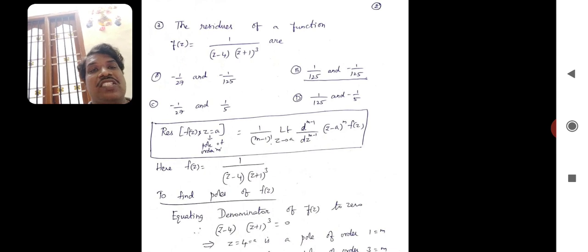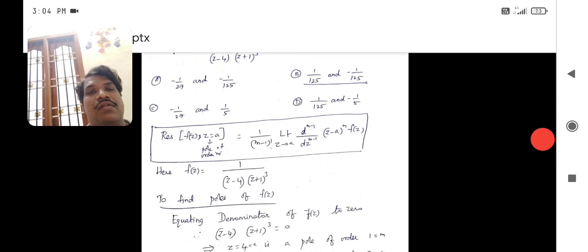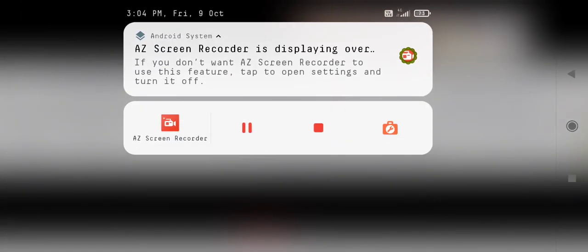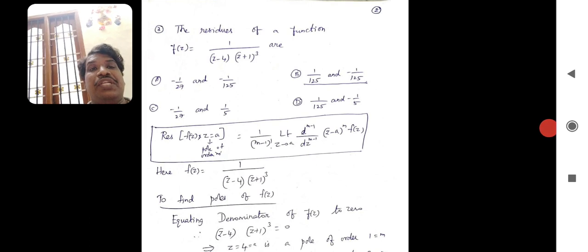The third problem is based on the residue concept. The residues of a function f of z equals 1 by (z minus 4) into (z plus 1) the whole cube, are: option A, minus 1 by 27 and minus 1 by 125; option B, 1 by 125 and minus 1 by 125; option C, minus 1 by 27 and 1 by 5; option D, 1 by 125 and minus 1 by 5. Again, this is a multiple choice question, carrying 1 mark.